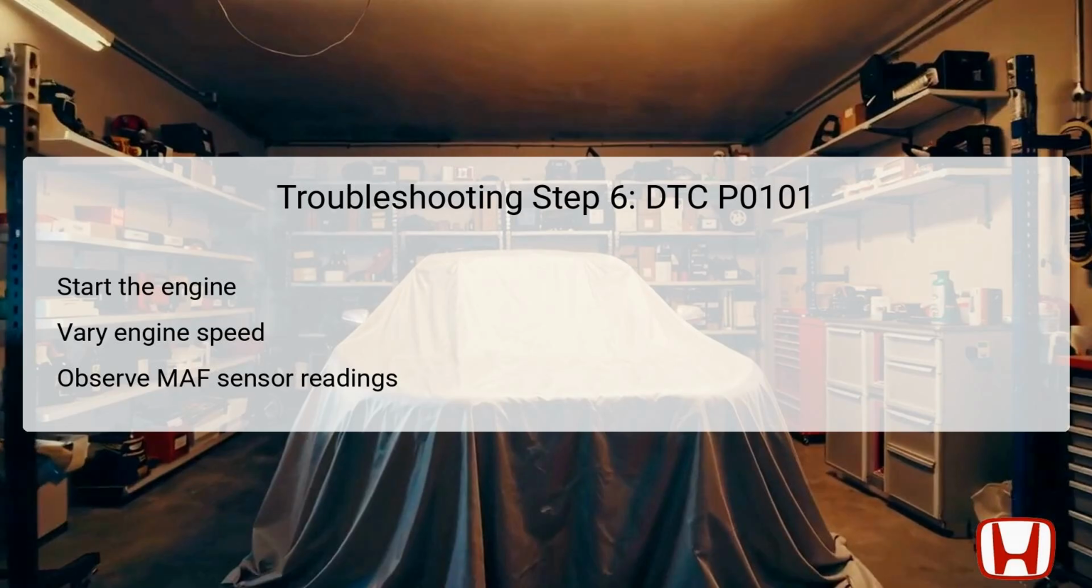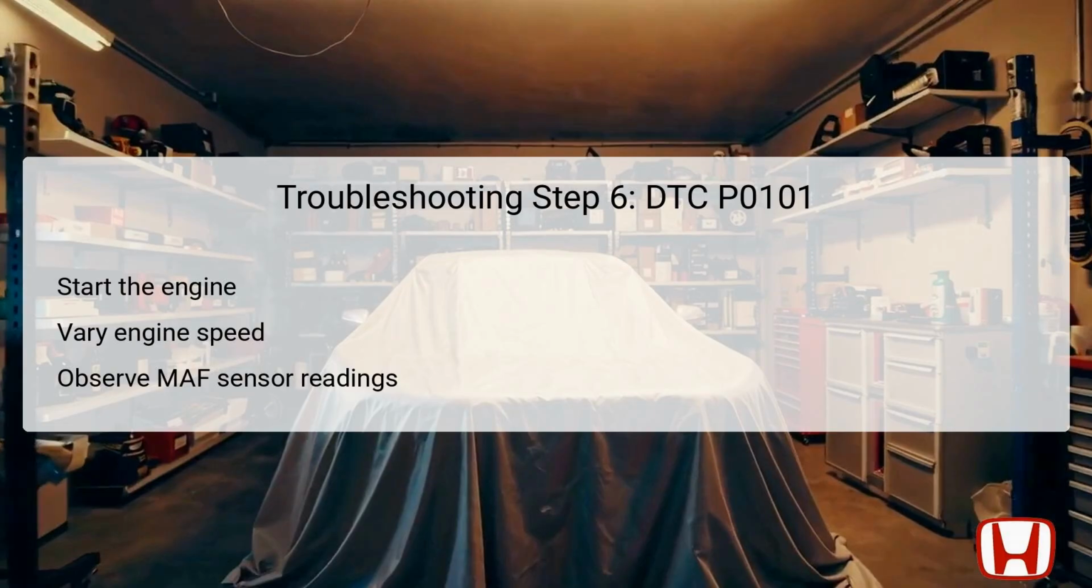After confirming the initial readings from the MAF sensor, the sixth step involves starting the engine. Once the engine is running, vary the engine speed between 2,000 and 3,000 RPMs actively. This step is necessary to observe how the MAF sensor reacts to changes in airflow as the engine speed fluctuates.